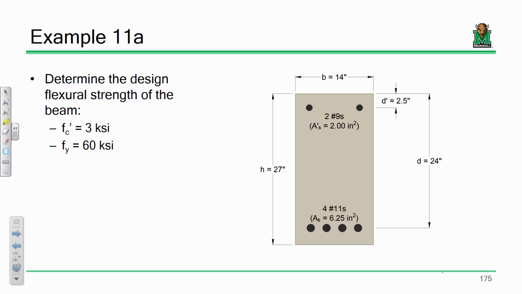In this problem, I have 3 KSI concrete, I have 60 KSI steel, I have 4 number 11s in the bottom, so the area of steel is 6.25 square inches, but I have 2 number 9s up top. So I now have a new parameter, it's AS prime, and AS prime is 2 square inches. D prime is 2.5 inches, D is 24 inches, and so on and so forth. So with that, let me go ahead and just get right into it.